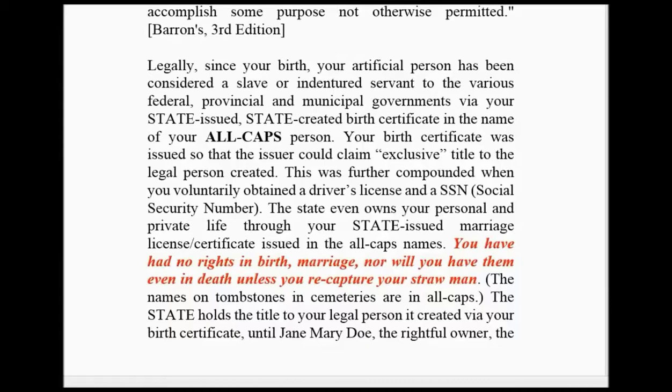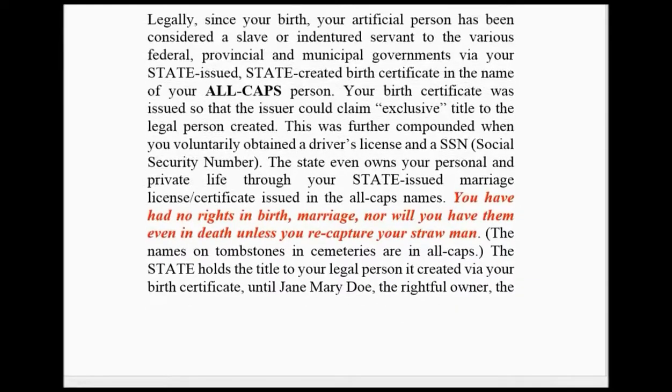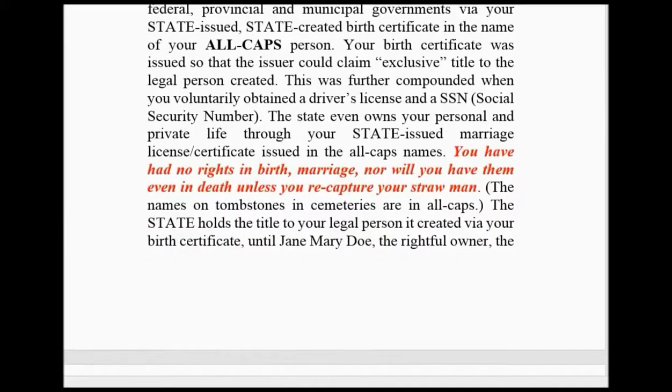Since your birth, your artificial person has been considered a slave or indentured servant to the various federal, provincial, and municipal governments via your state-issued, state-created birth certificate in the name of you in all caps. Your birth certificate was issued so that the issuer could claim exclusive title to the legal person created. This was further compounded when you voluntarily obtained a driver's license and social security number, also all in caps. The state even owns your personal and private life through your state-issued marriage license, issued in all caps.